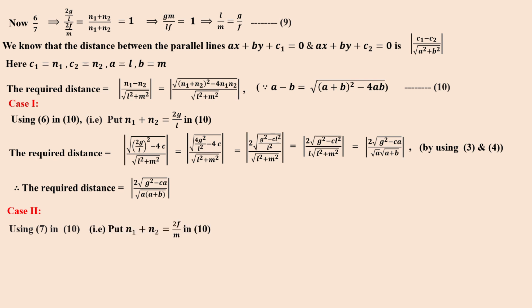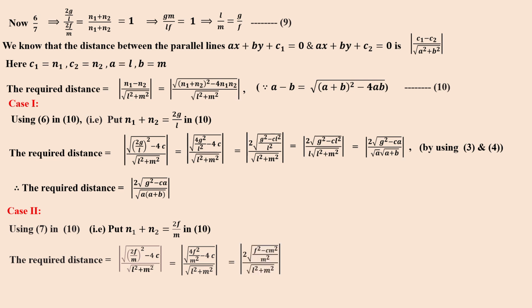Next, case 2, we are going to use equation number 7 in 10 and 8 also, right? So for the required distance, we are going to put n1 plus n2 is equal to 2f by m and c is equal to n1 n2. So the required distance is root of (2f by m) whole square minus 4c, by root of L square plus m square, similar to the above argument. So we are getting 4f square by m square minus 4c, by root of L square plus m square. So taking 2 outside, root of f square minus c m square by m square, by root of L square plus m square. So taking 1 by m square outside, 2 by m root of f square minus c m square, by root of L square plus m square.